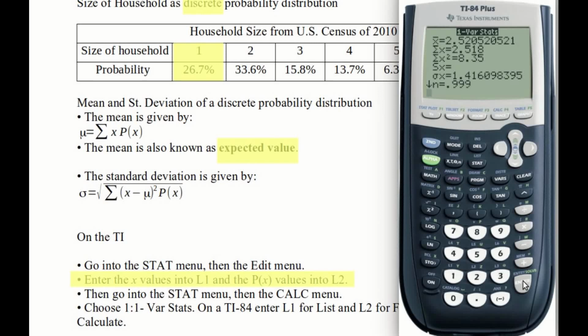The x bar, the mean, is 2.52. The standard deviation is 1.416. Notice that n didn't add up perfectly to 1. In other words, when we added these up, it actually added up to 0.999. But that's good enough. It knew what we were doing. So that was our first look at using our calculators for a discrete probability distribution.